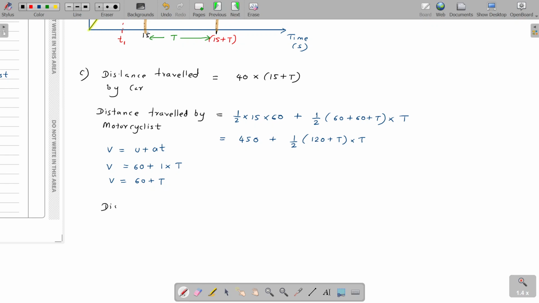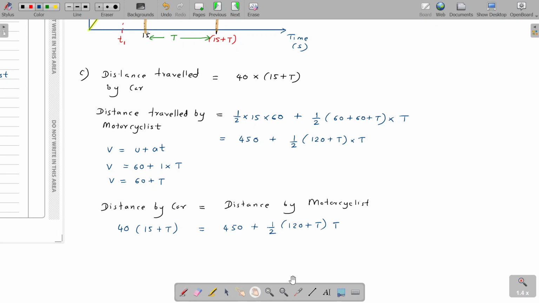So distance by car is equal to the distance traveled by motorcyclist. So distance traveled by car is 40 times 15 plus t, while the distance traveled by motorcyclist is 450 plus half into 120 plus t times capital T. Are you with me? Shall we open the bracket?